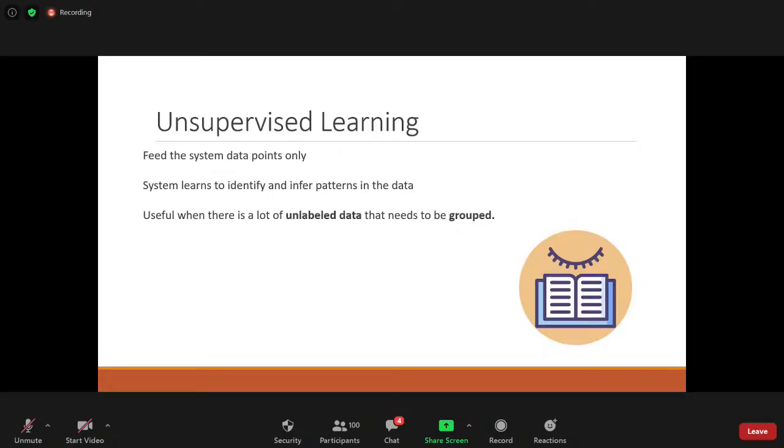So in data systems like these, where there is no label to any of the data, the system cannot necessarily classify into finite classifications that are already labeled. So instead, the system must learn to identify and infer patterns in the data itself. This is very useful when there is a large set of unlabeled data that needs to be grouped into different sections and clusters.